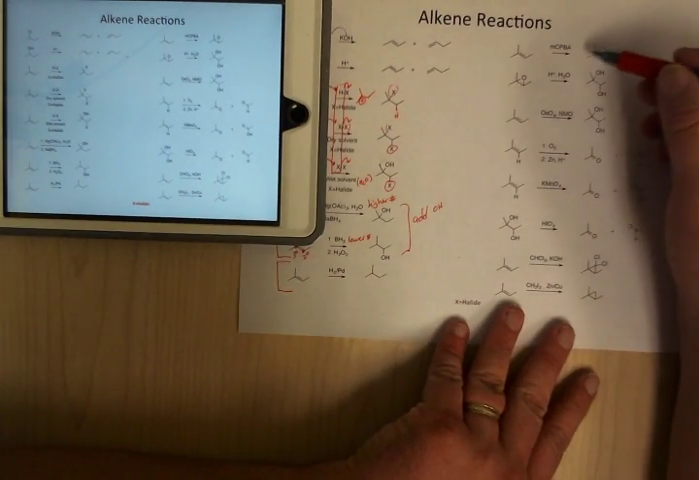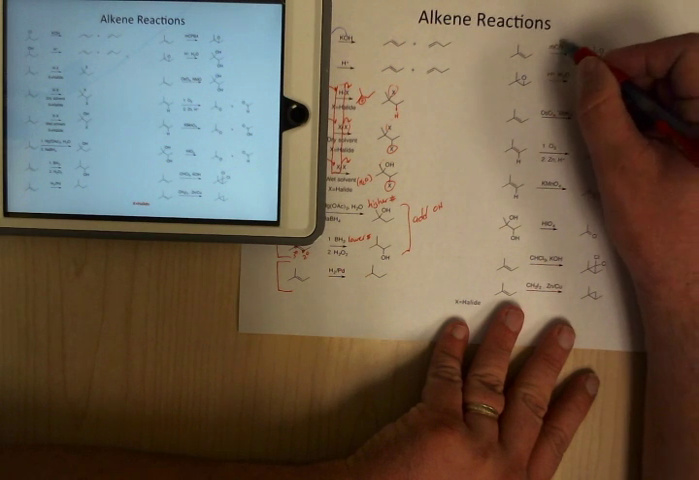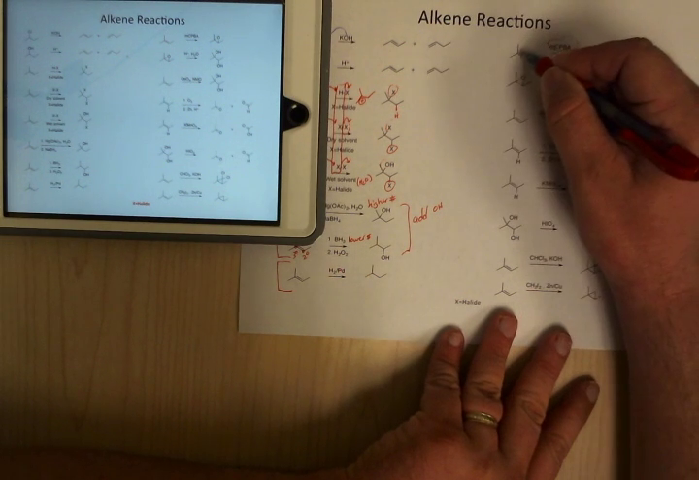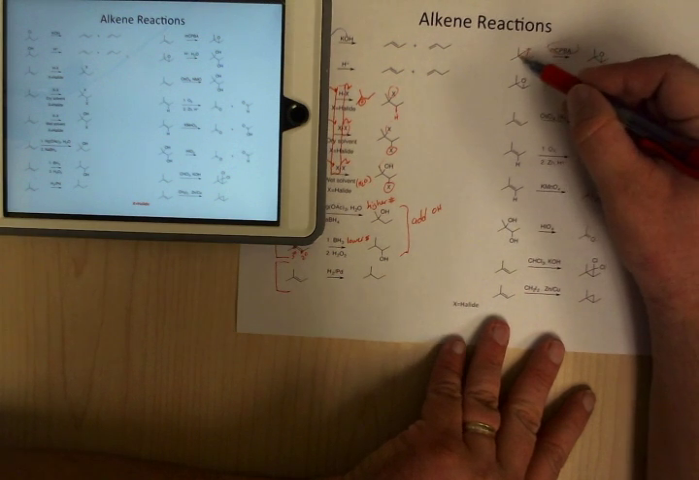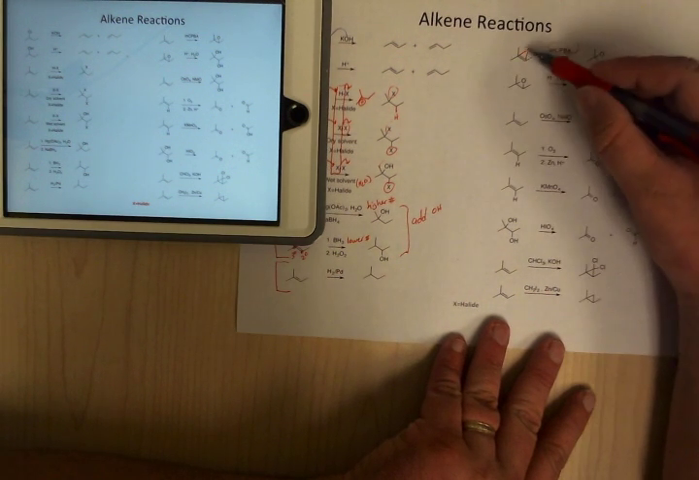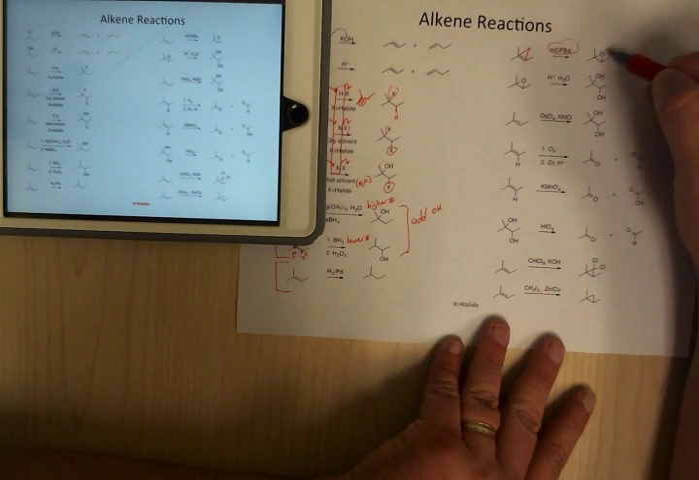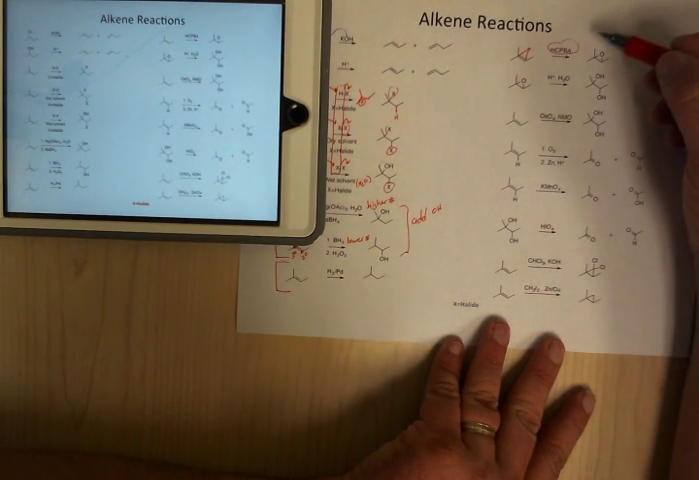Okay, now for this one here, what's happening is MCPBA, right? It makes this epoxide, it makes the triangle with the oxygen in it, right where that double bond is. That's where it goes. So like that. So that's one you just kind of have to know.